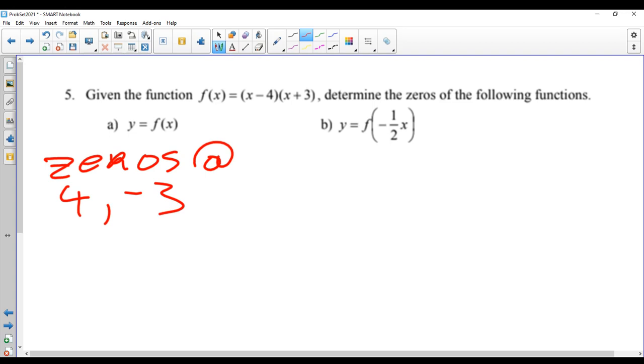But what if I did this to the function? Instead of the function that I started off with, I'm now doing this: minus a half times the x. Look at this. Set it equal to 0. It's like the zero product law right there. So this is the original function. We haven't done anything to it. This one, we're going to do something to it. So those are your 2 zeros.